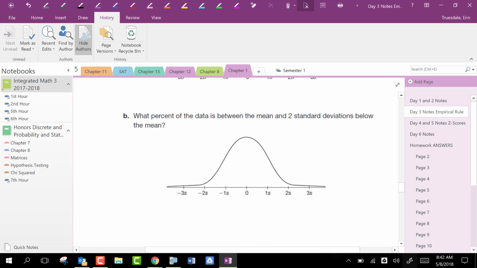What percent of the data is between the mean and 2 standard deviations below the mean? So this is the part we're looking for. How do you think I would compute that? Good. So we're going to add the 13.5 for here and the 34 for here. We add those together, and we would get 47.5%.